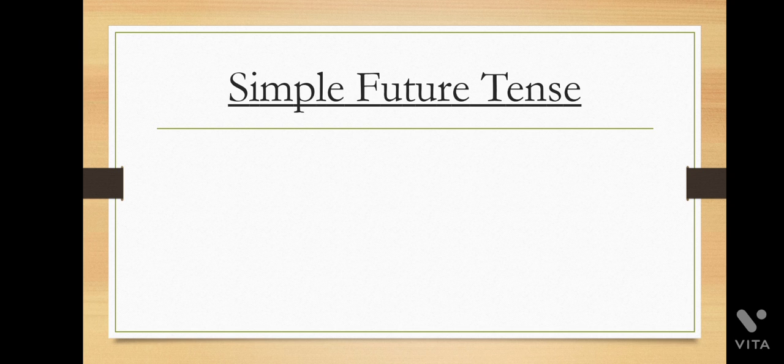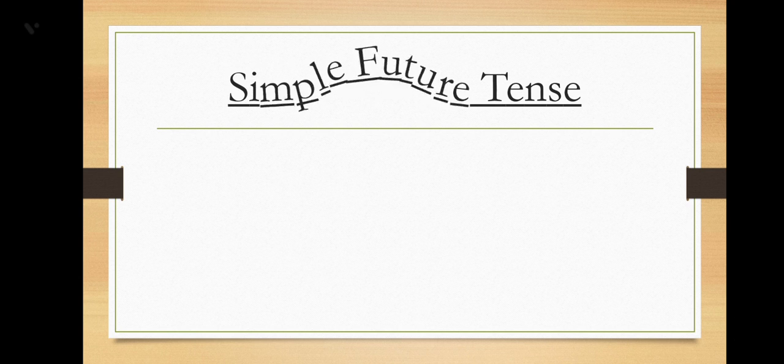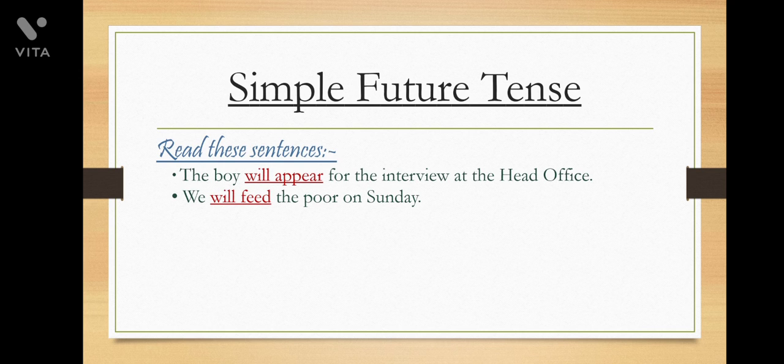Now let's talk about simple future tense. So till here we have learnt about two tenses. One is simple present tense and the points in which we can use it, okay? And second is simple past tense. Now let's study simple future tense. So what is simple future tense? Let's first read these sentences.